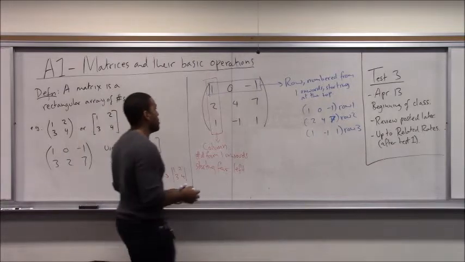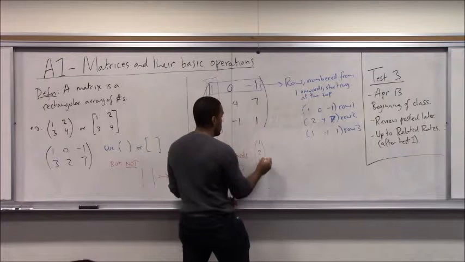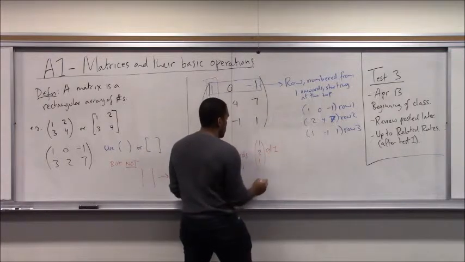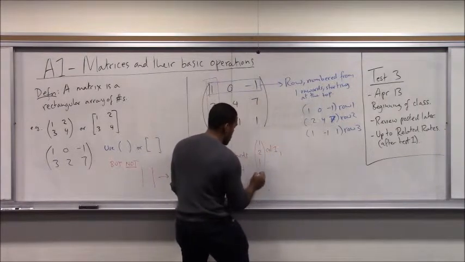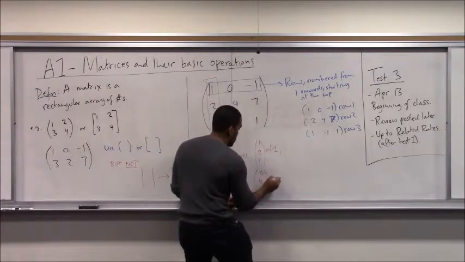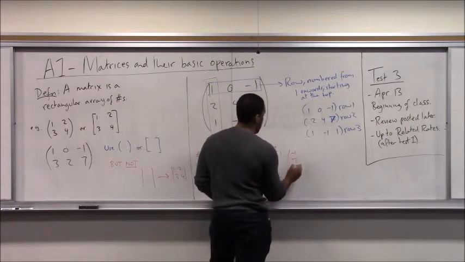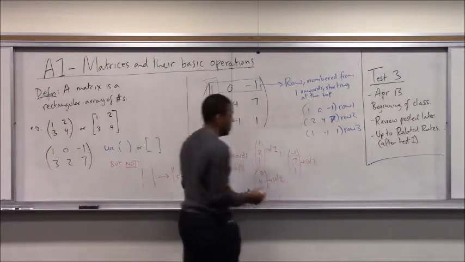So you can have column 1 would just be 1, 2, 1. This is column 1. And column 2 would be 0, 4, minus 1. That's column 2. And column 3 would be minus 1, 7, 1. This is column 3. Okay.